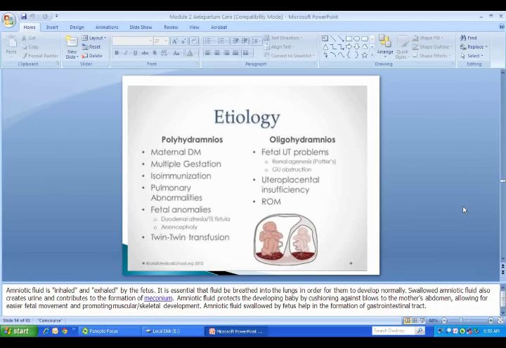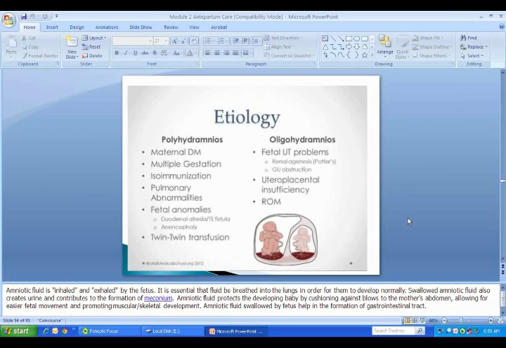Causes of polyhydramnios: maternal diabetes, multiple gestation, pulmonary abnormalities. Remember, with amniotic fluid, the baby breathes that in and it excretes it through its kidneys. So if there's a problem with pulmonary, then it's not cycling the amniotic fluid, so we tend to have too much. Now, if there is a problem with renal, then we don't have enough because it's not excreting it out.